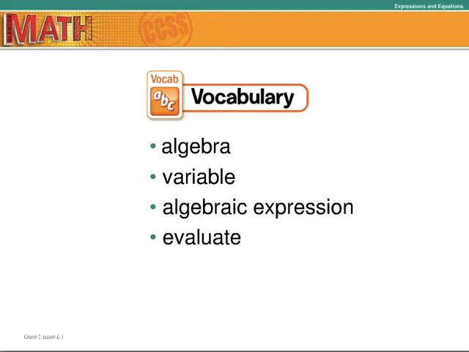Okay, here's your vocabulary words for today. There's algebra, variable, algebraic expression, and evaluate. I'd like you to look in your math journals and put these words in them and define them, please.